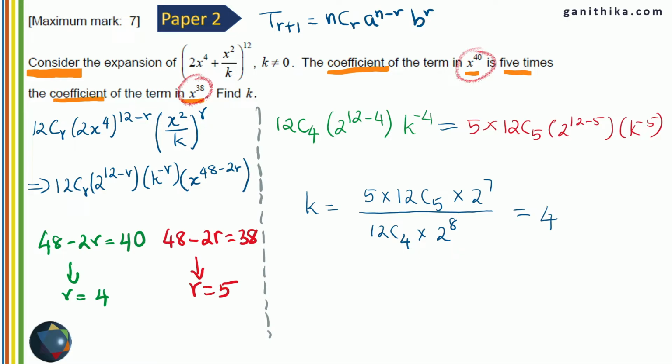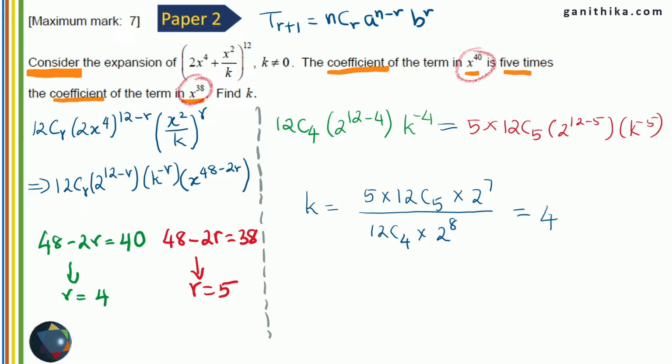We know the 12C5 and 12C4 formulas for higher level students. So you can use the formulas, simplify this without a calculator and get the value for k as 4. For standard level students, you can just simply use the calculator, plug all these values inside the calculator, and the calculator will give you the value as 4. So k equal to 4 is your final answer.